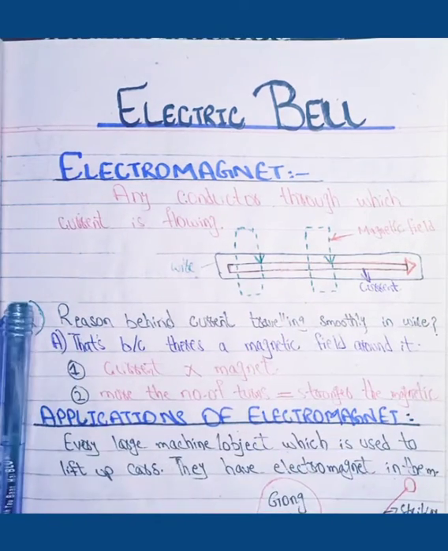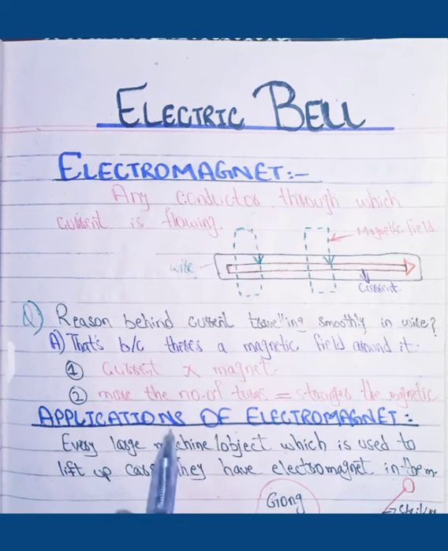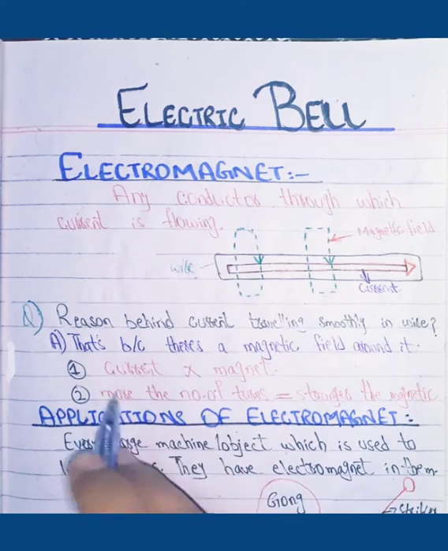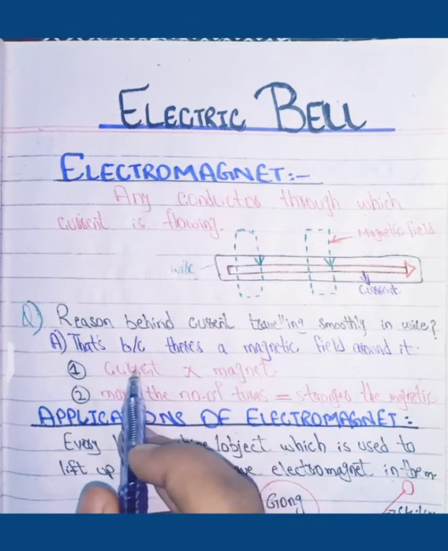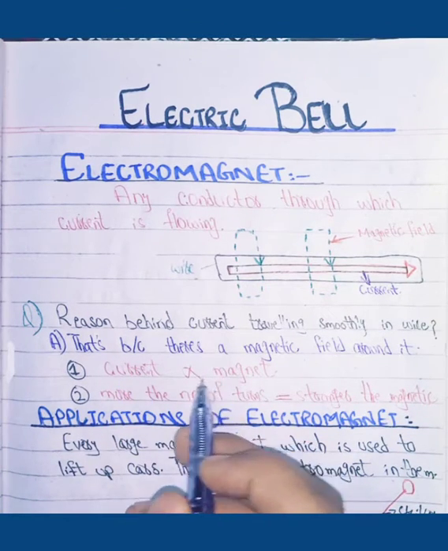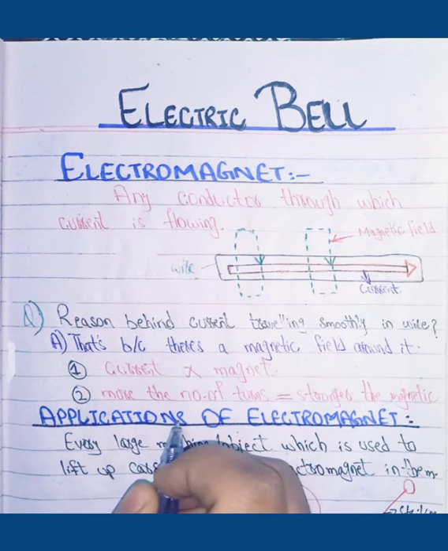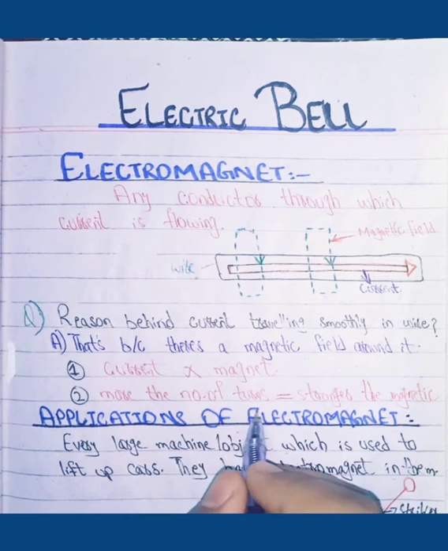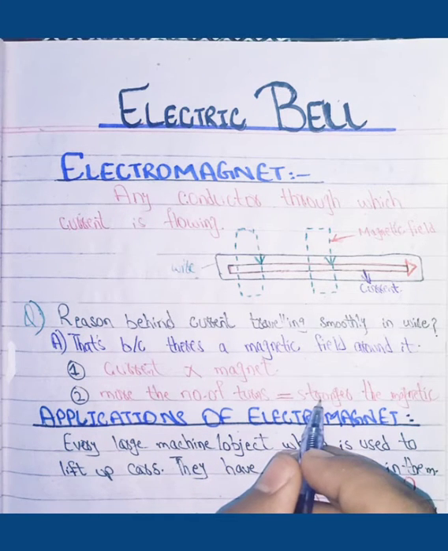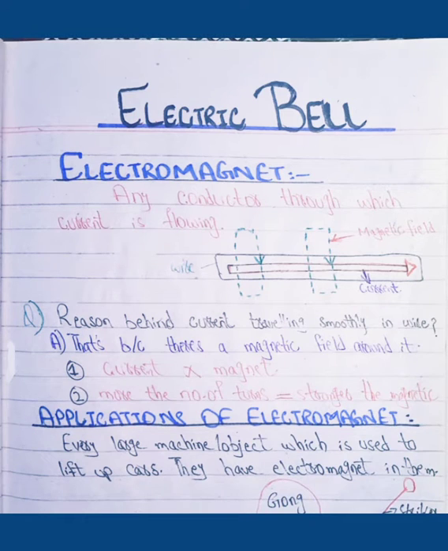However, we can make this magnetic field stronger by wrapping a wire around a piece of iron. So I write it there. The two most important things about electromagnet are that current is directly proportional to magnet. That means the more the current, the stronger the magnet will be. Number two, the more the number of turns, the stronger the magnet will be. And there are many applications of electromagnet.